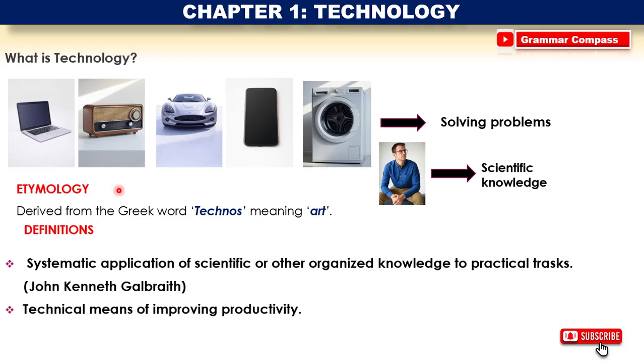We can simply put that technology is the technical means of improving productivity. It helps us to work smarter and not harder. Whenever we use science and ideas to solve real problems in the society with tools and machines, then that is technology. Laptops, radio, cars, phones, and washing machines were made possible by someone's scientific knowledge, and the purpose was to make life easier and faster. That is, to solve problems that we face. That is the meaning of technology, the application of scientific knowledge to practical tasks.